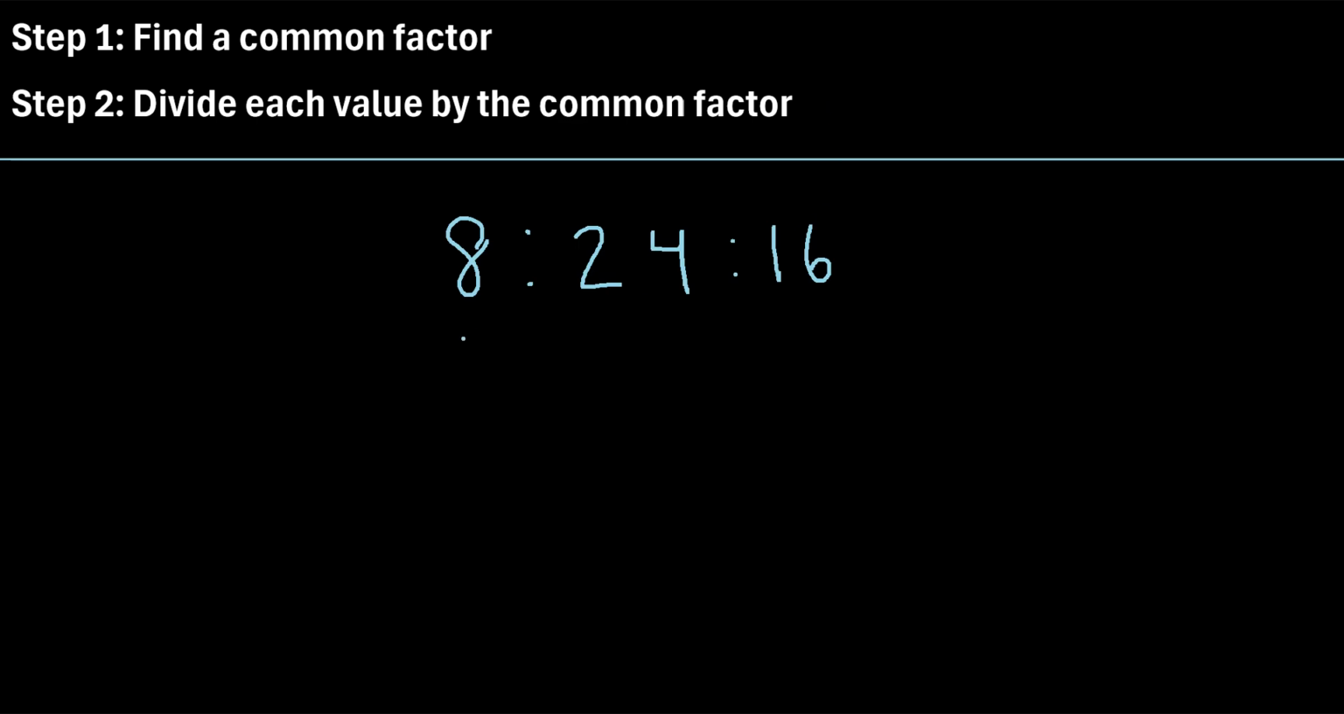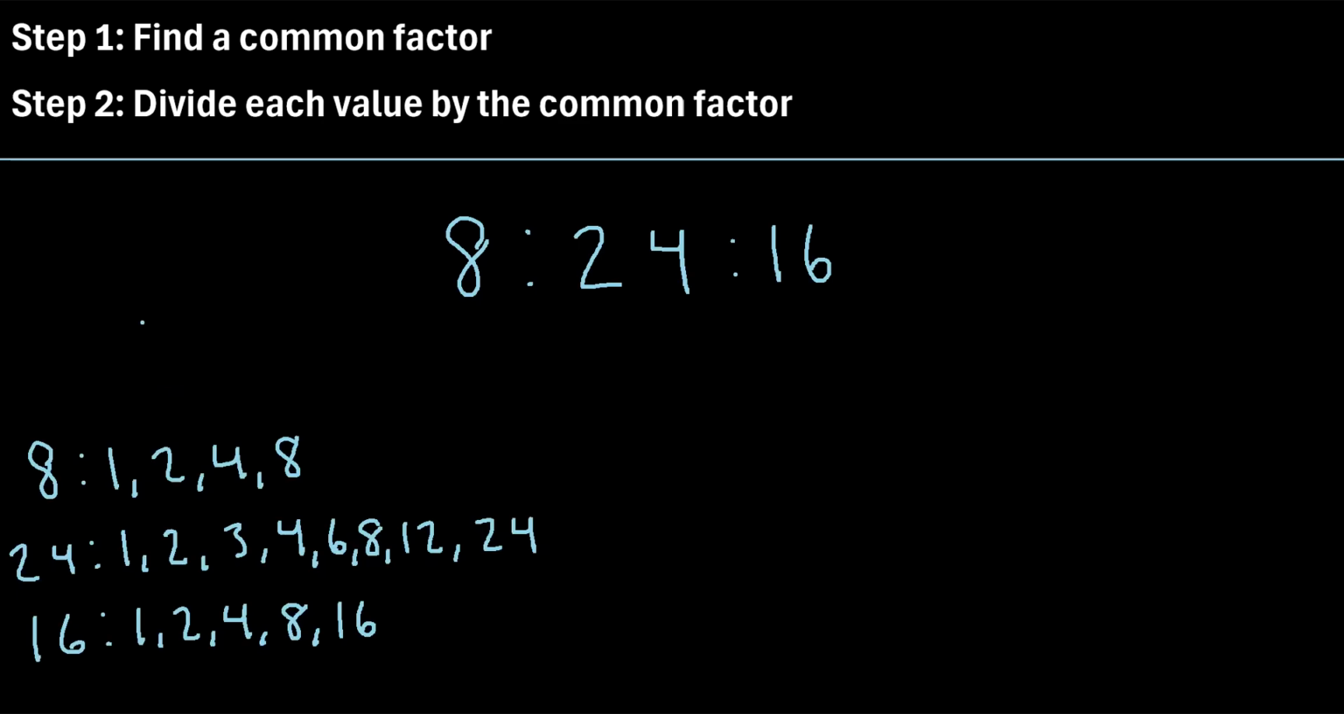Let's check out this first example. We have the ratio 8 to 24 to 16. How can we simplify this ratio? Well, step one is we want to find a common factor between 8, 24, and 16. So one way to do that is to just write out the factors of each value. So let's do that. Okay, so here we have listed out each of the factors of 8, 24, and 16.